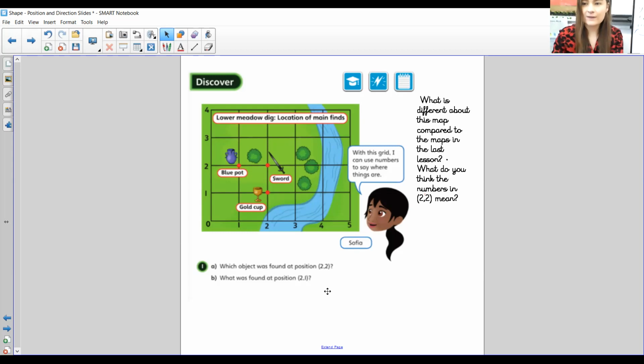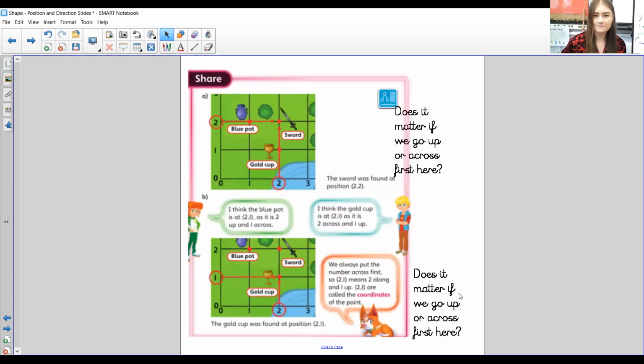Okay, now that I've given you that teaching point, can we have a go at question 1B? Along the corridor and up the stairs. So 2, we need to go along the corridor, 2 jumps, 2 points, 1, 2, and then up the stairs, 1. So it should be the golden cup. Now we need to keep that in our heads about along the corridor and up the stairs, because we're going to be answering some more questions after I go through the share.